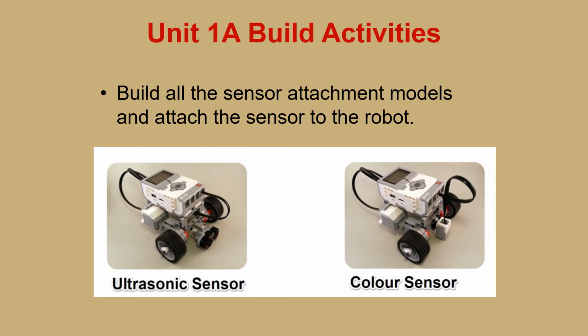As you can see here, for the build activities, the sensor is attached to the front of the robot. In this case, the ultrasonic is facing forward so that it can detect obstacles in front of the robot, whereas the color sensor is attached facing down so that it can detect the change in color of the ground over which the robot is moving.